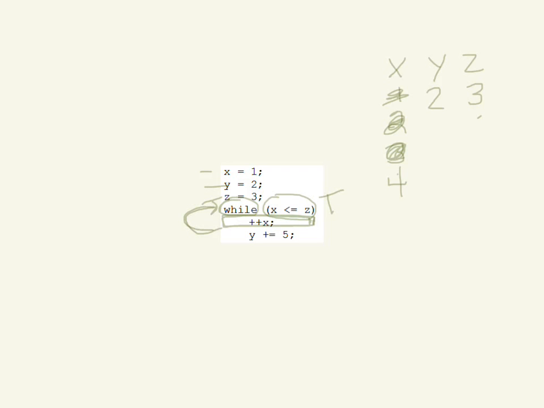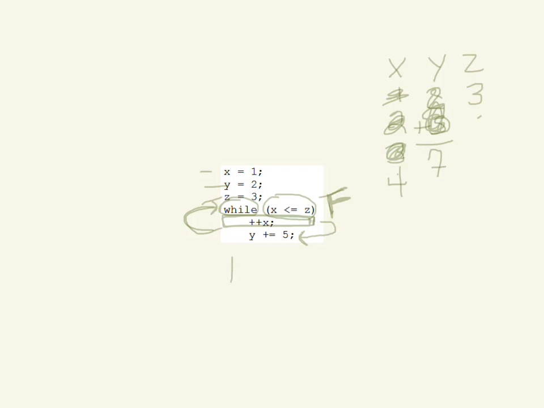Come back up to my while. With x of 4 and z being 3, I'm asking, is 4 less than or equivalent to 3? In this case, nope, this is false. Now again, it's false, so I go to the first statement after the body of the loop. And remember, the body was just that one statement, so now I'm going to execute this one. Y plus equal 5. Well, that means add 5 to y, get 7.